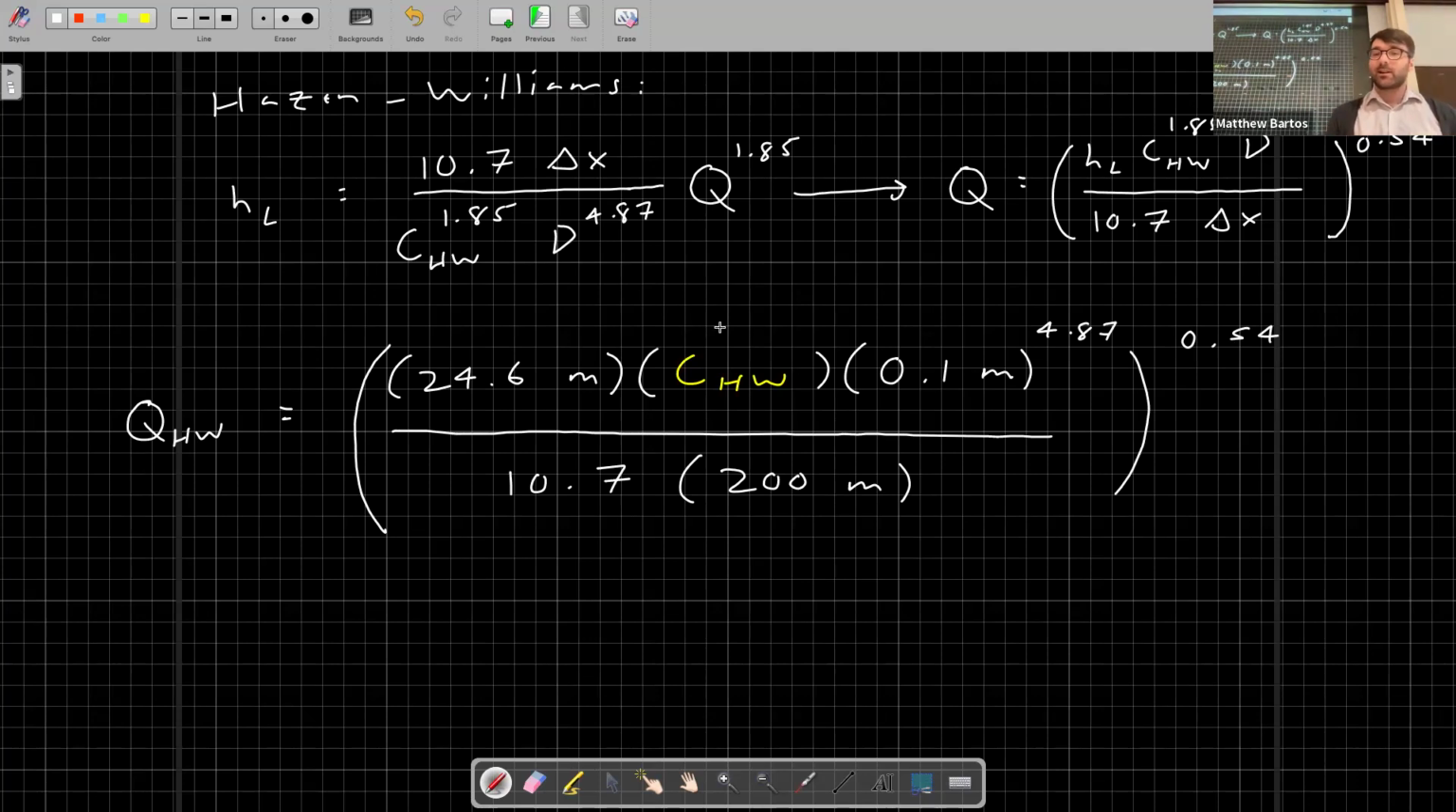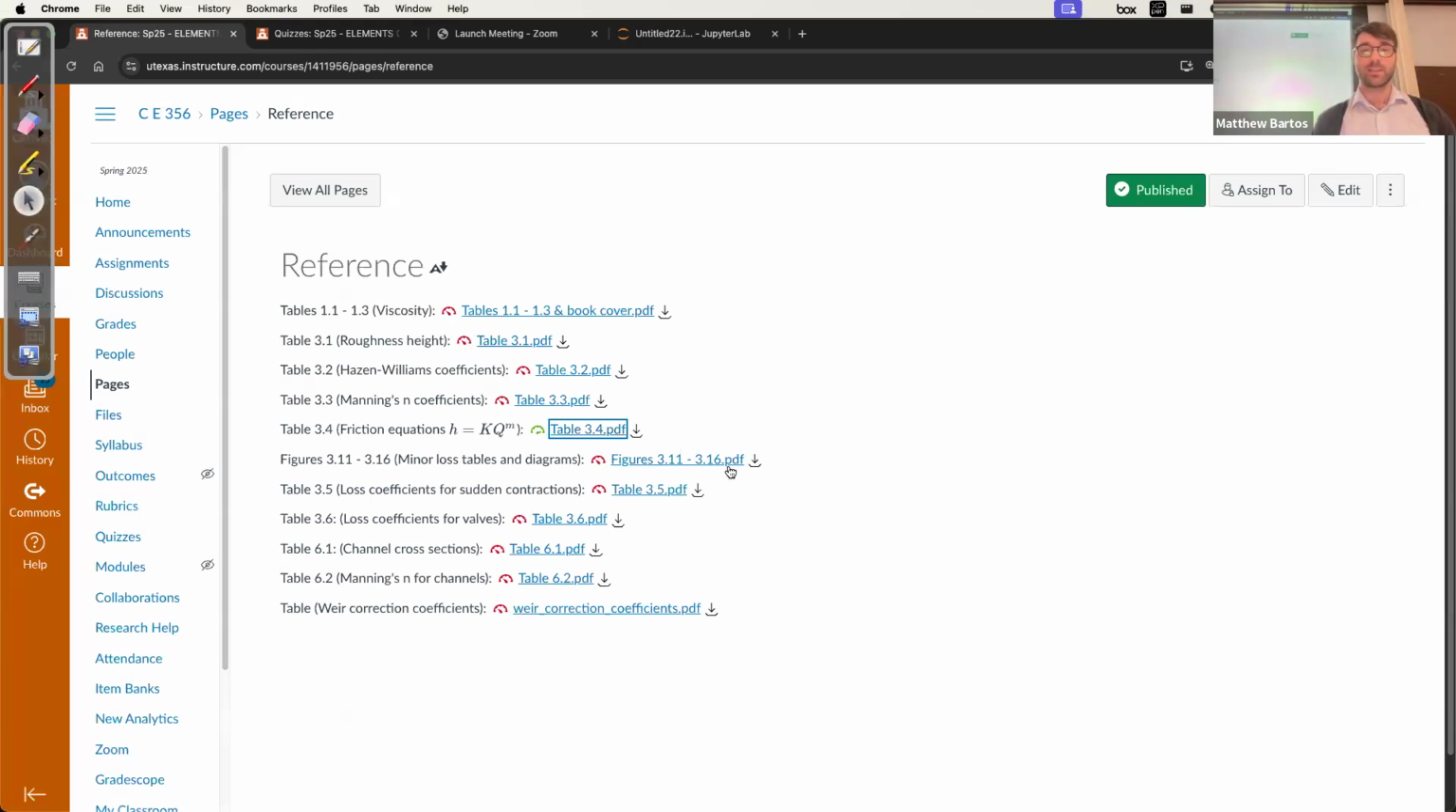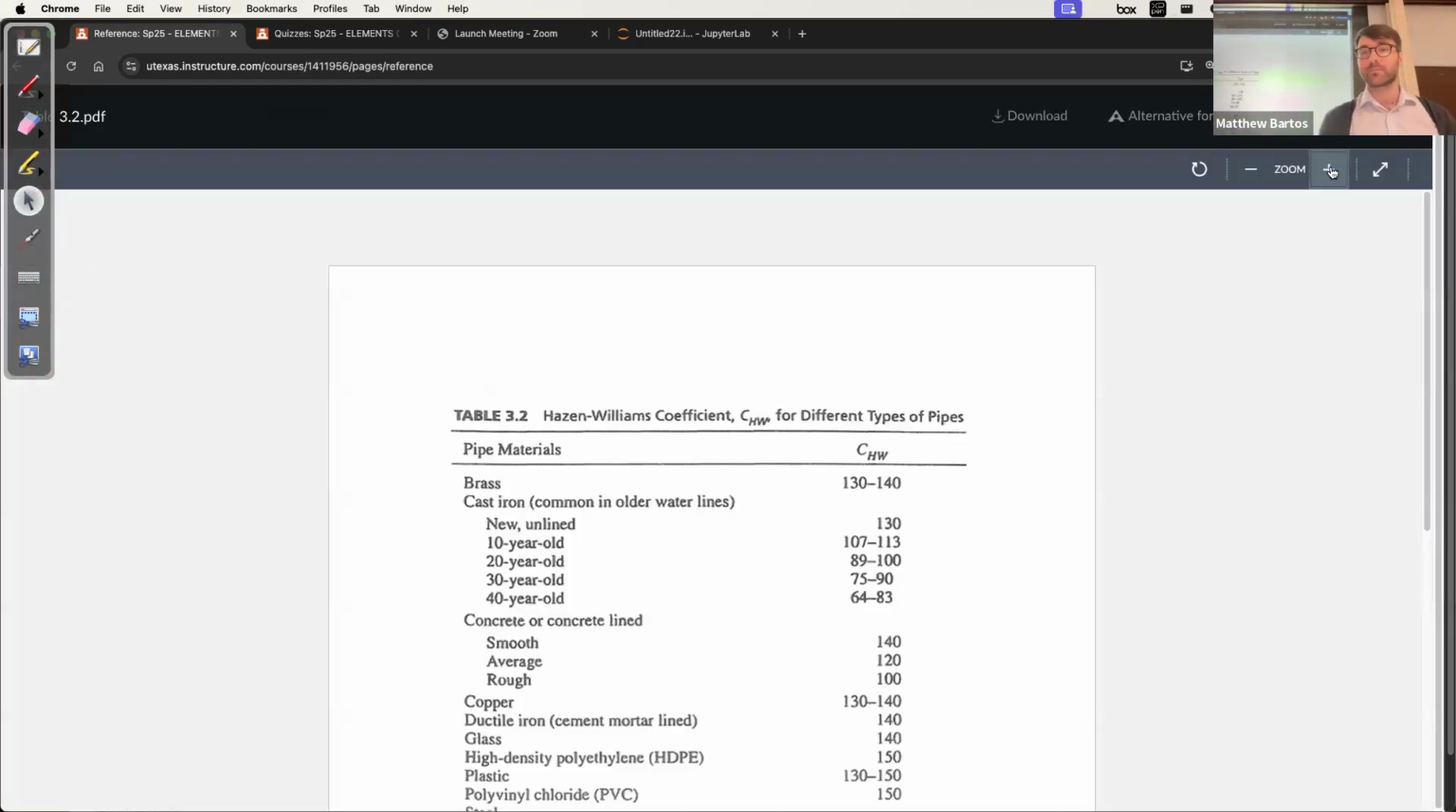So we need to specify this Hazen-Williams coefficient. If I remember correctly from the problem statement, the material of the pipe is cast iron. So I'm going to open up a table of Hazen-Williams coefficients, and we're going to try to figure out what the right coefficient to use is. So let's go ahead and go to our reference tables. You'll see that there's a table here called Hazen-Williams coefficients. So let's open this up.